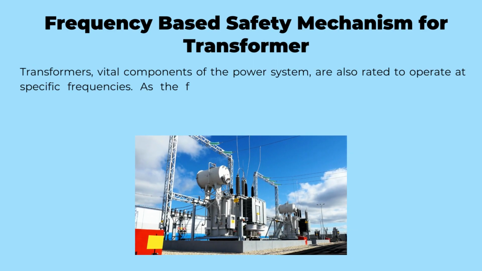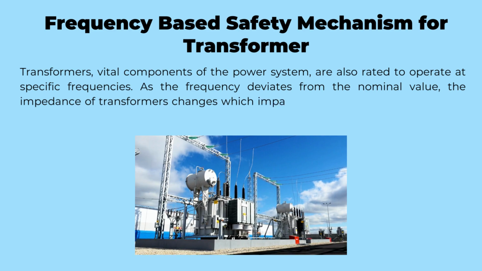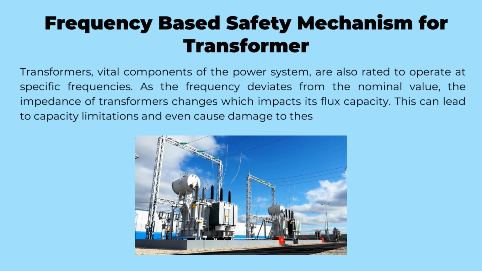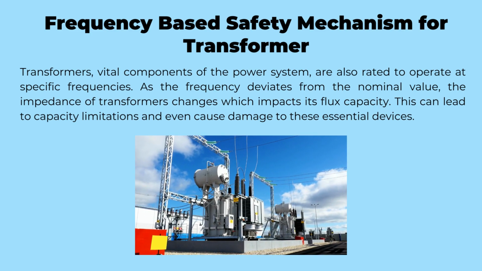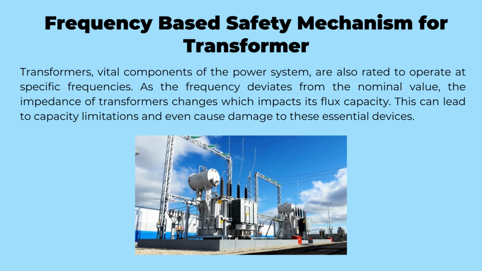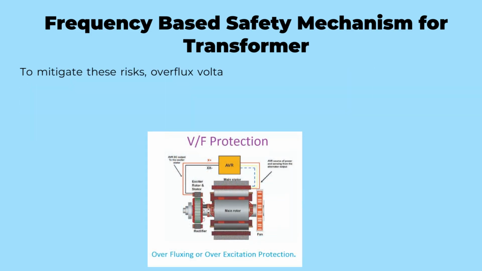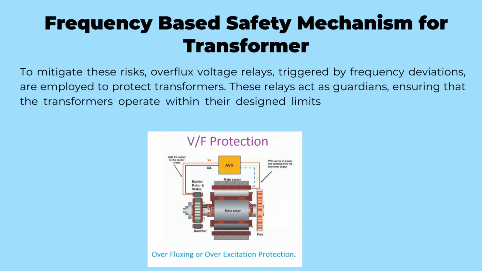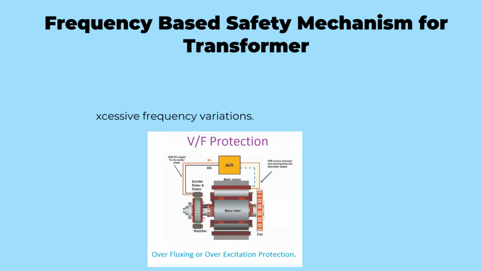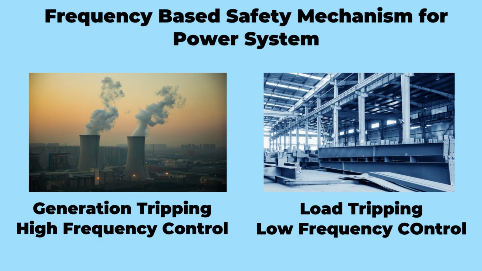Transformers, vital components of the power system, are also rated to operate at specific frequencies. As the frequency deviates from the nominal value, the impedance of transformers changes. This can lead to capacity limitations and even cause damage to these essential devices. To mitigate these risks, overflux relays, triggered by voltage and frequency deviations, are employed to protect transformers. These relays act as guardians, ensuring that the transformers operate within their design limits and preventing potential harm due to excessive frequency variations.